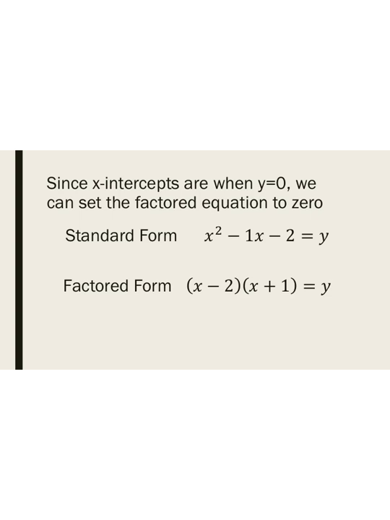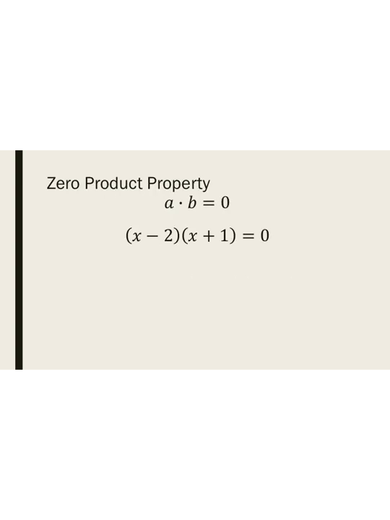So once again, the standard form setting to 0 is not going to help us, but the factored form setting to 0 is going to allow us to use what we know about how multiplying things to get a product of 0 works. The zero product property is why this works. So we know that if we have two numbers and we multiply them together and the answer is 0, either A has to equal 0 or B has to equal 0.